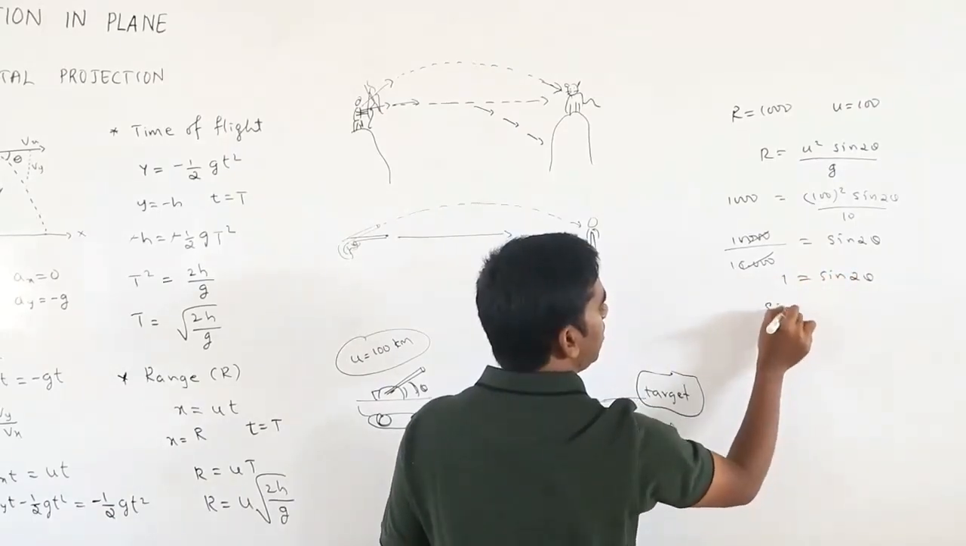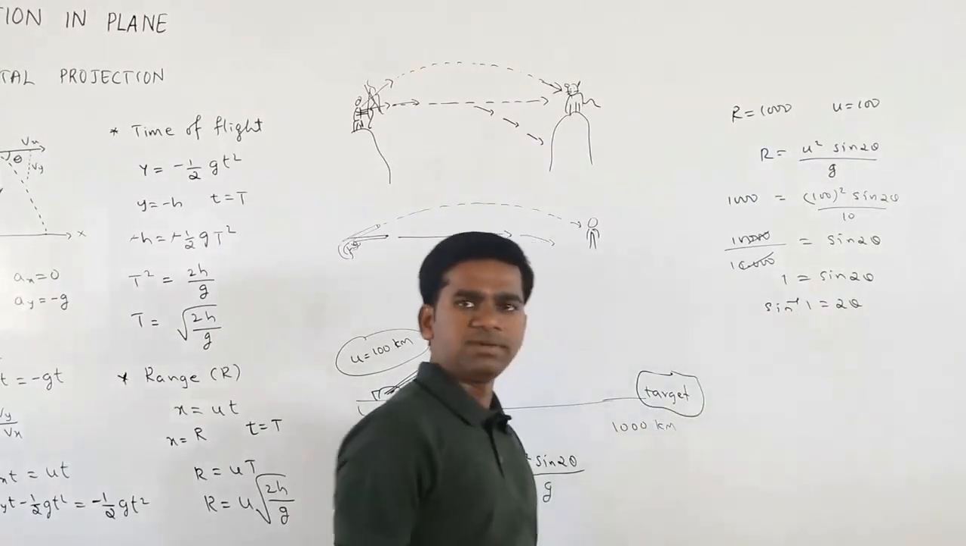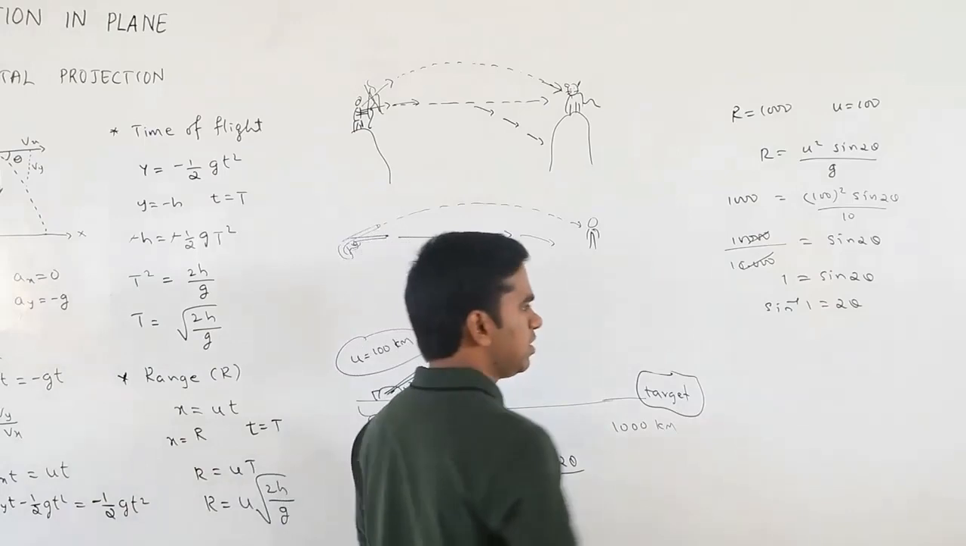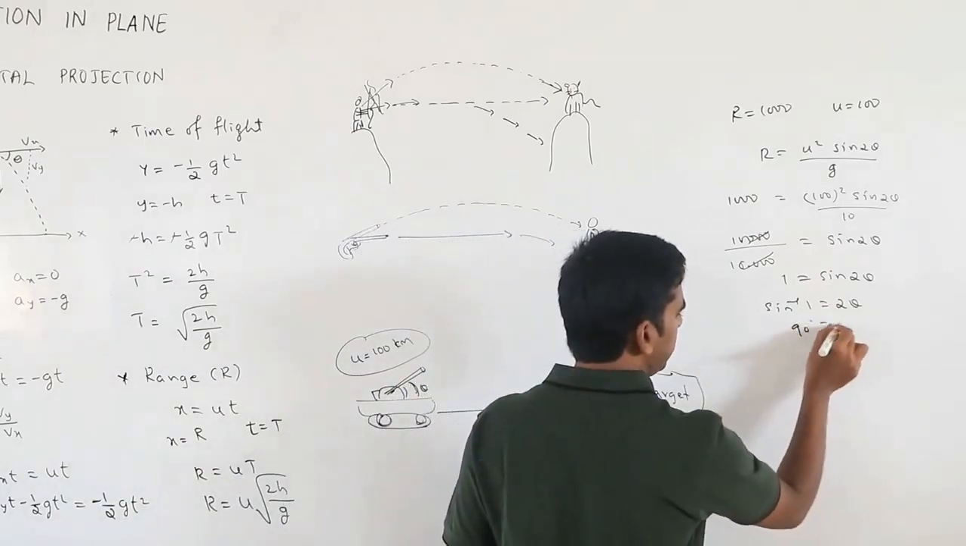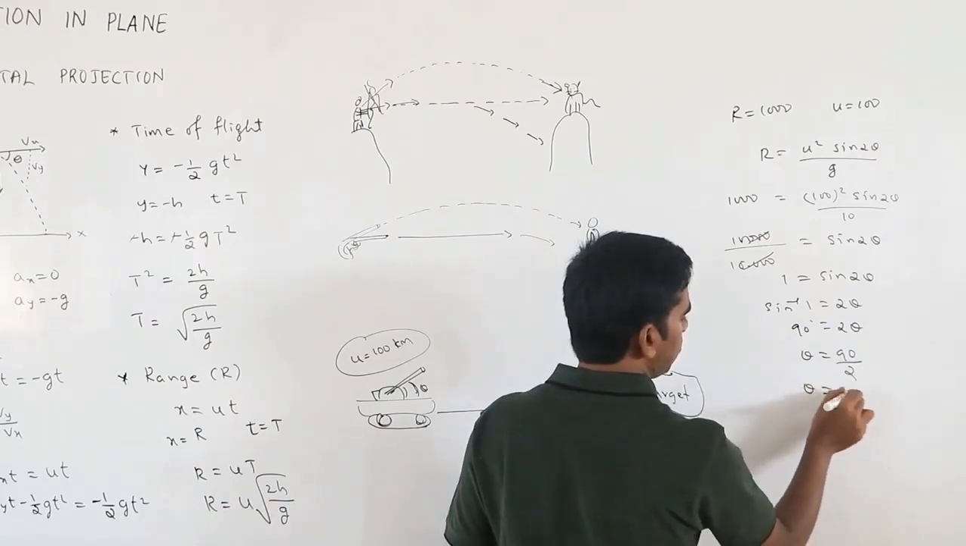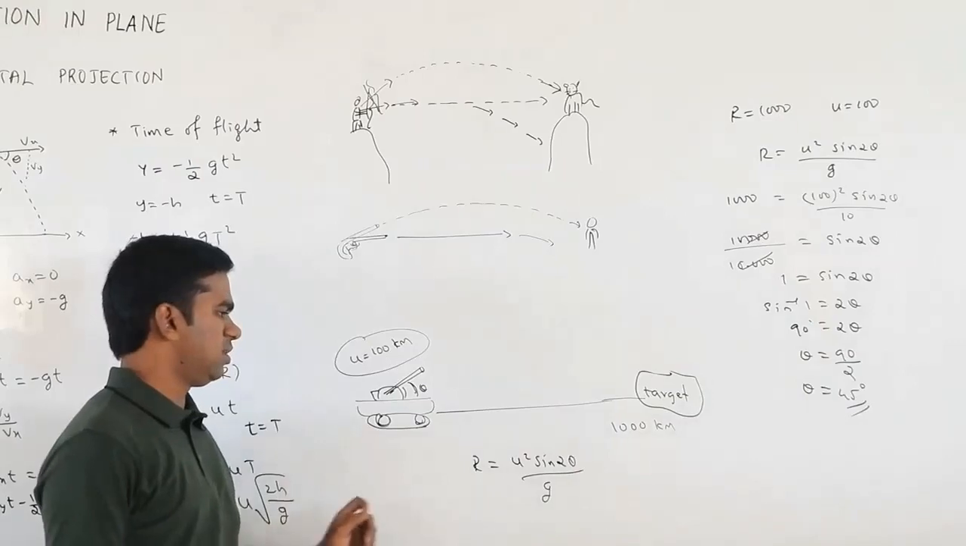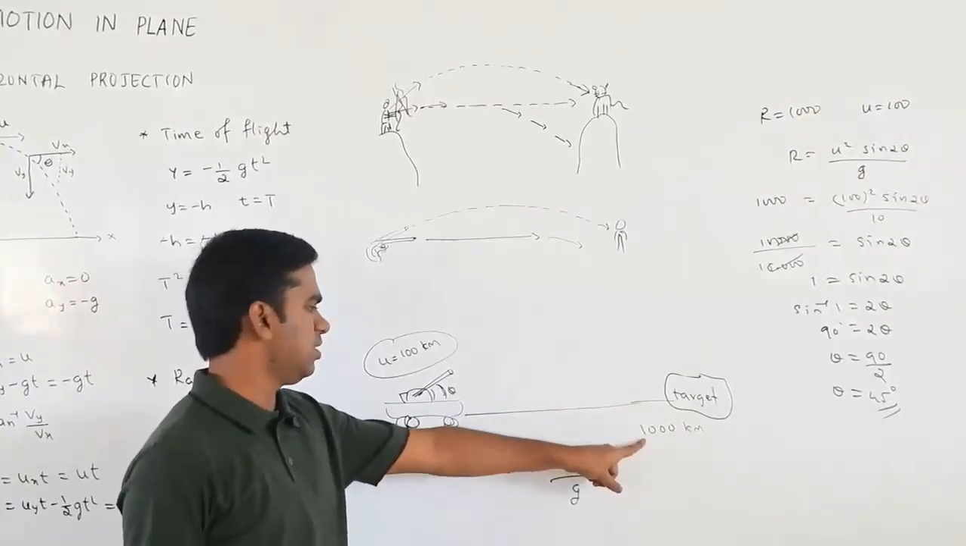So sine inverse of 1 equals 2 theta. Sine inverse of 1 is what? Sine 90 equals 1. So angle is 90 degrees equals 2 theta. So theta equals 90 by 2, so theta equals 45 degrees.